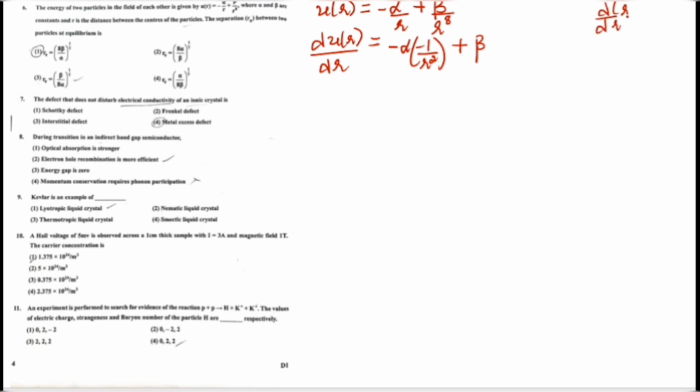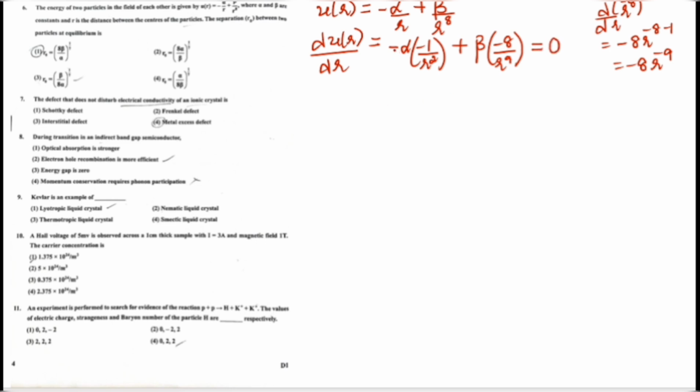So the differentiation of r to the power of minus 8 gives minus 8 into r to the power of minus 8 minus 1, so it will be minus 8 r to the power of minus 9, or minus 8 divided by r to the power of 9. So beta into minus 8 divided by r to the power of 9. I am equating this differentiation to 0.